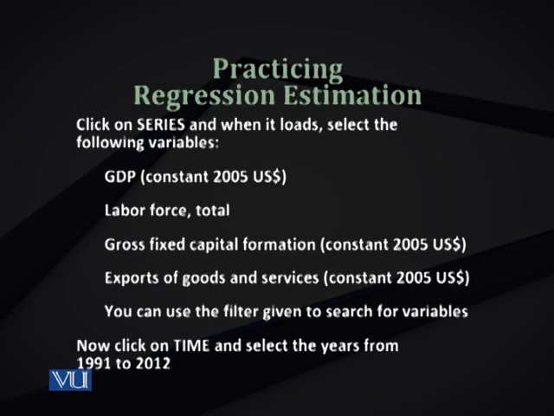Now click on time and select the years from 1991 to 2012. There is another option. You can select all the years, and when you get your output, you can delete the years that you don't require. After you have made these three selections, that is the selection of country, you may select more than one country, the selection of series, this is the data series, the variables, and the third one is time, the years for which the data will be downloaded.